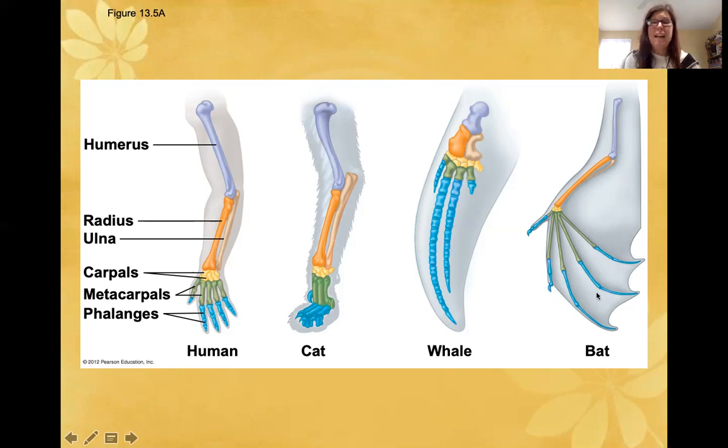Whales for swimming, and bats for flying. So same structure, they have been modified for a different function. Again, evolution doesn't start from scratch. It takes what it already has to work with and modifies from there. It's more of a tinkering process.